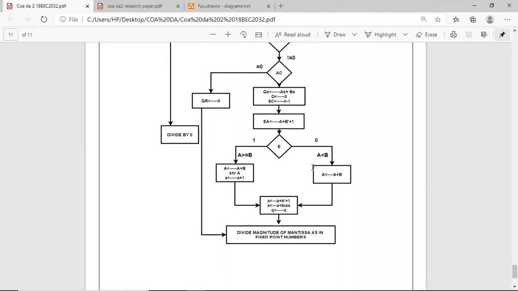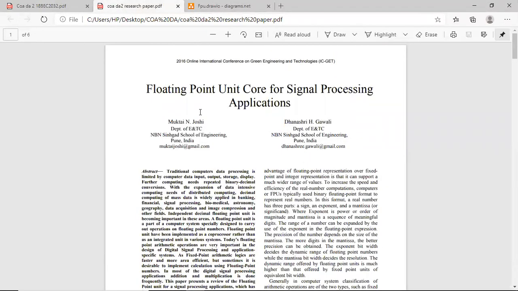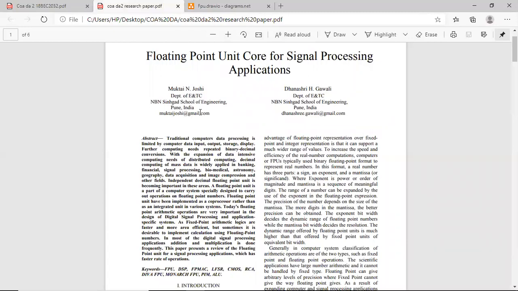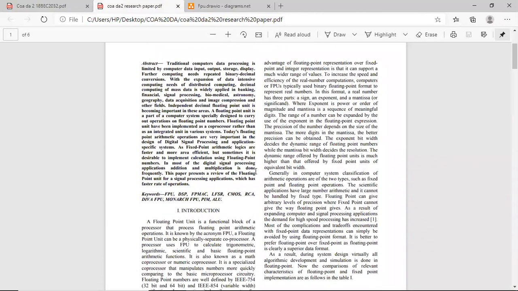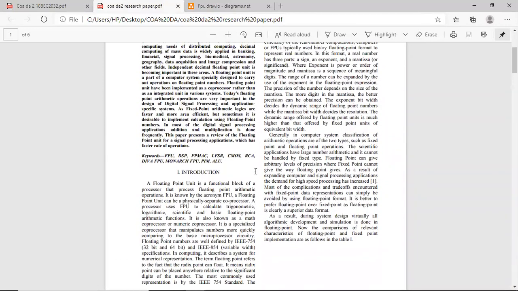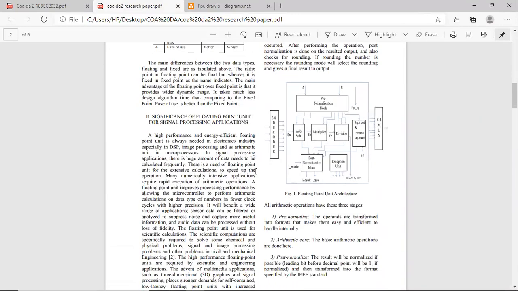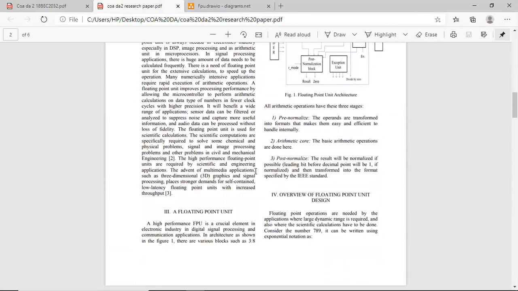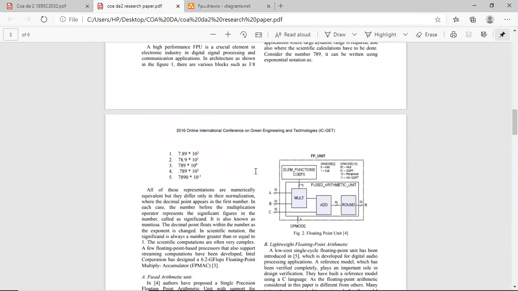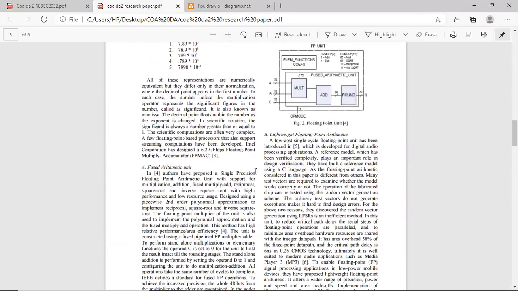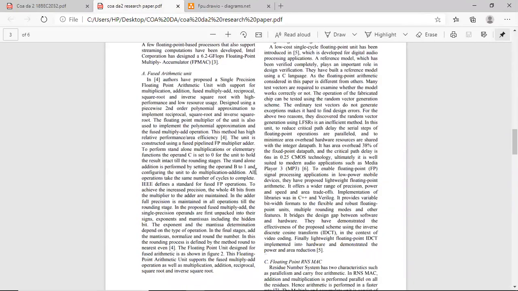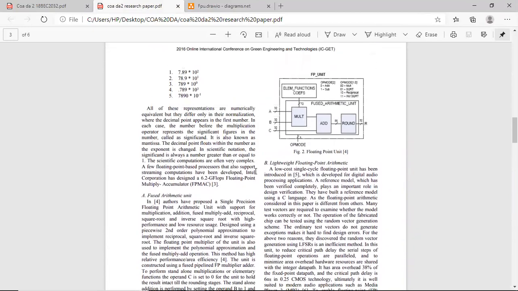The reference used for this assignment is the research paper The Floating Point Unit Core for Signal Processing. This paper first gives us an insight into the floating point unit and the applications. Then it proposes a few important floating point units, such as Diva and Monarch. The fused arithmetic unit is also discussed with the help of this diagram.